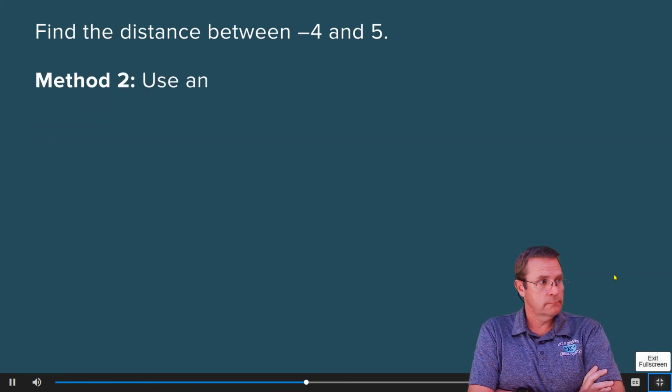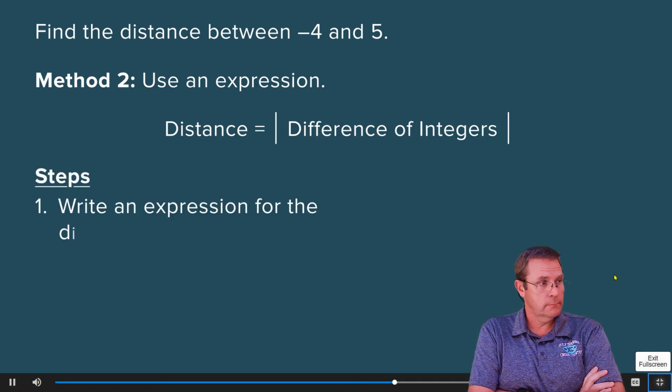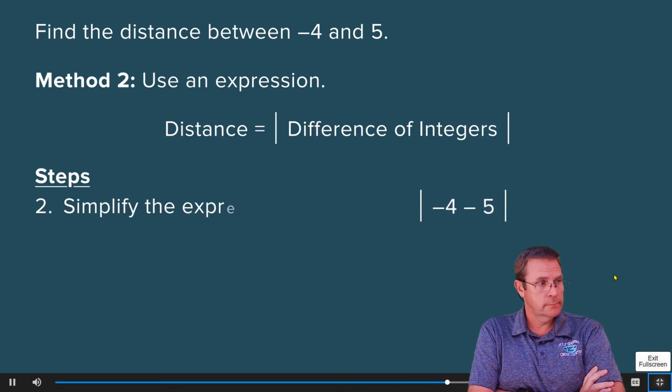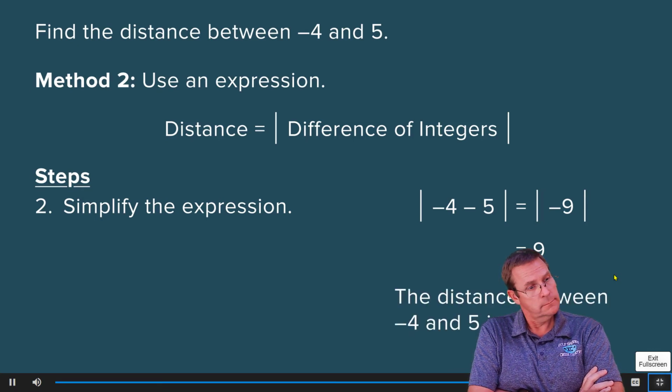You can also find the distance between two integers by using an expression. The distance between two integers is equal to the absolute value of their difference. Begin by writing an expression that shows the difference of the two integers between absolute value bars. Now simplify the expression. First, subtract the integers. Then find the absolute value. This method also shows that the distance between -4 and 5 is 9 units.